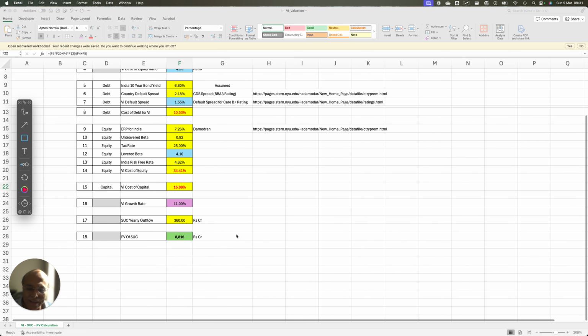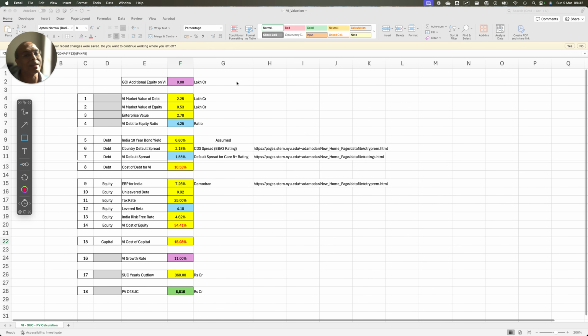Now, this number again looks like maybe a plum. It may not be a peanut, because by looking at this 360 crores, it was appearing like a peanut. But this is 8,816 crores of present value of the SUC, the perpetual SUC, right?